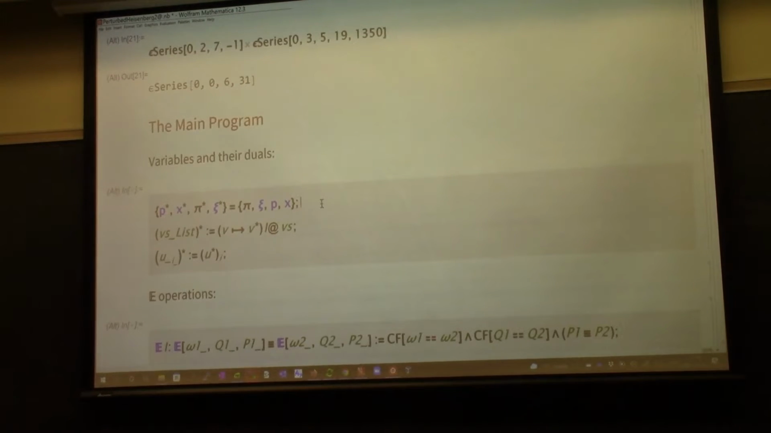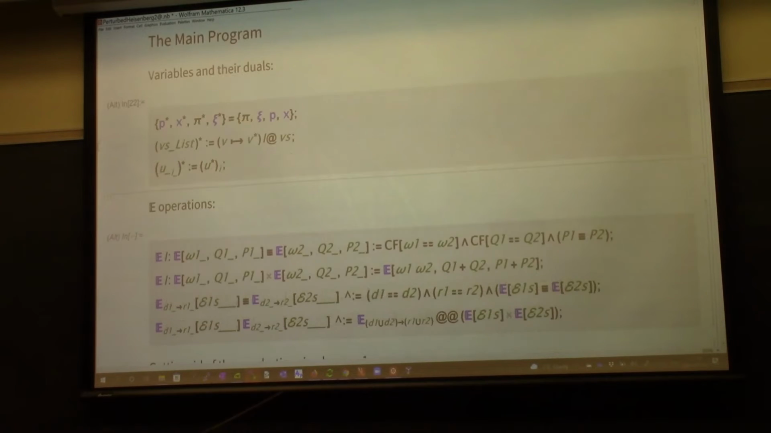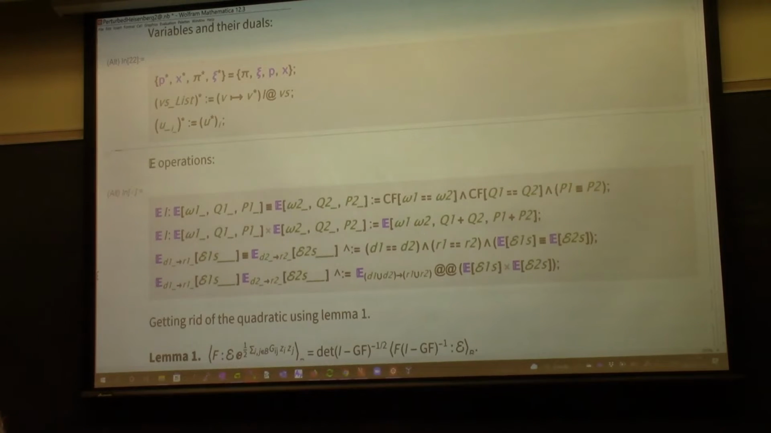Okay, now like before, we've done that before, I defined the dual of variables. So the dual of p is pi, the dual of x is xi, the dual of pi is p, the dual of xi is x, and likewise duality threads over lists. So if you have a list of variables and you dualize it, it's the list of the duals, and ui dual is the dual of ui, so xi dual is xi I. Okay, then again, it's all very routine. There is just nothing in it.